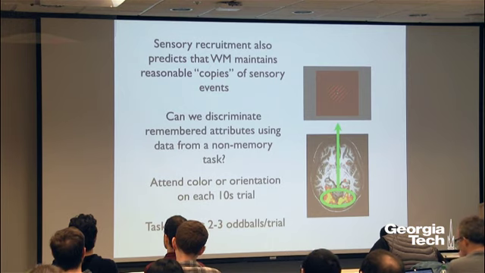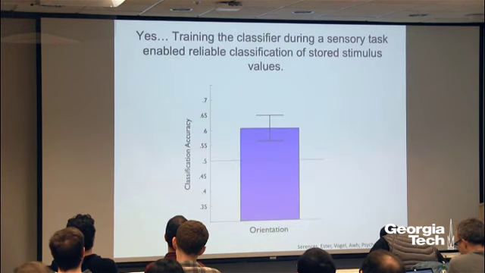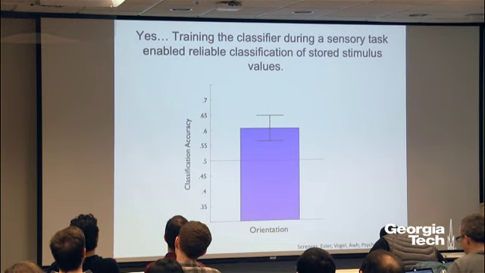And so we just present this over and over again, then change it, and so forth. But anyway, we trained a classifier based on this pure sensory task, no memory demands at all. And then we generalized it to the memory delay period, and that also works. So I'm just showing you orientation here. It works for color as well.